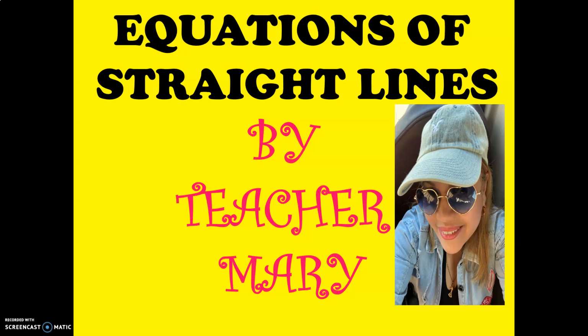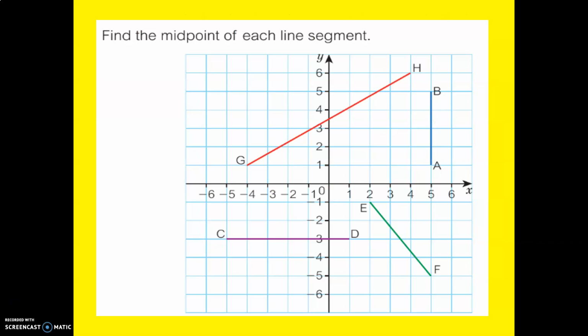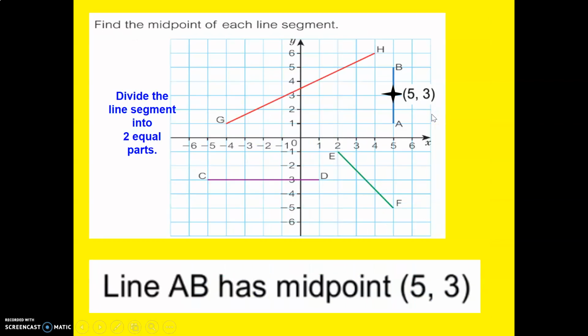Today's topic is equations of straight lines. Our first example is finding the midpoint of a given line segment. Let's first have line segment AB. The first thing to do is to divide the line segment into two equal parts.